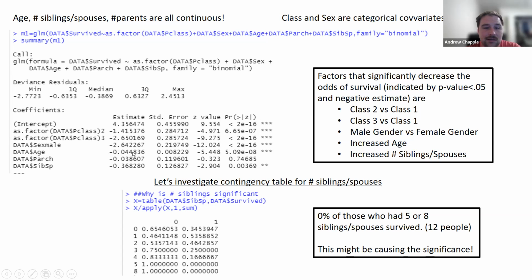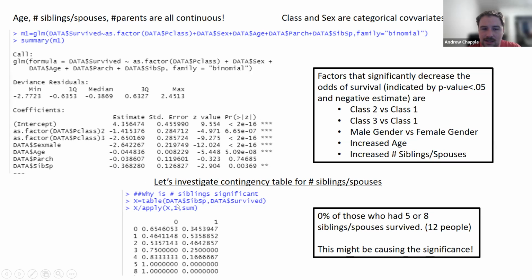Increased age, every year that you increase in age, your chances of survival go down significantly. Having parents or kids did not affect your risk of survival. And having an increased number of siblings or spouses decreases your chance of survival. You can see here this is significant, and it does decrease that survival chance.